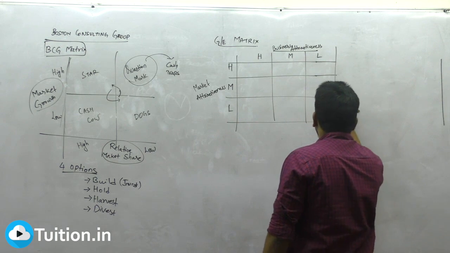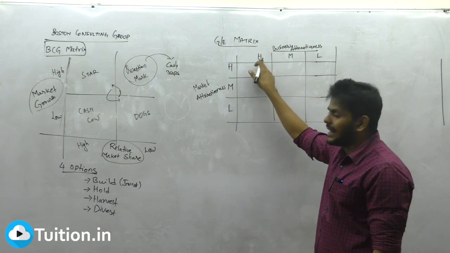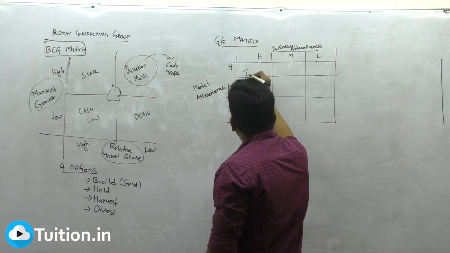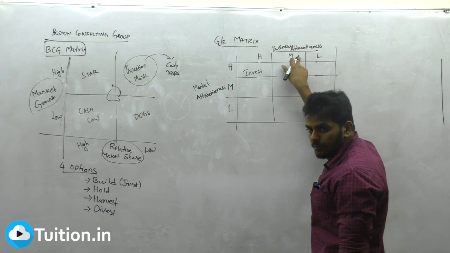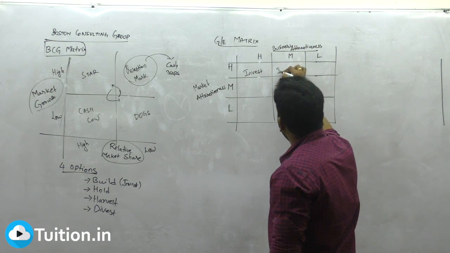Sir, what are we supposed to do in this matrix? Now you tell me, when there's an attractive market with an attractive business proposition, what will you do in that? You will go and invest in that or not? Very good. And then you have a very decent, medium business in a high market. I will still continue to invest.